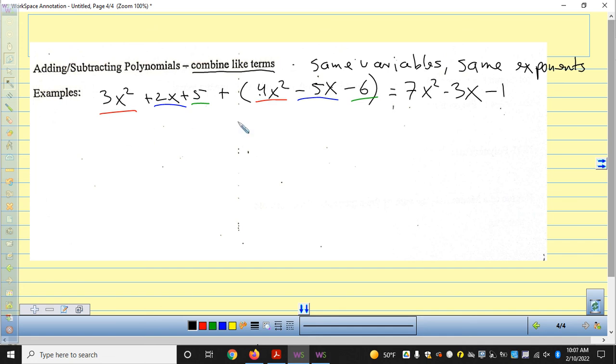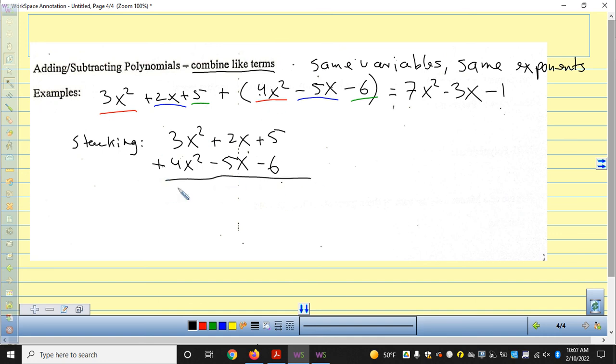Now we can also do this, for some people this helps, by stacking them. By stacking I mean just put them on top of each other like we did when we were in elementary school or middle school and we added big numbers together. I put the like terms right on top of each other, and then I stack them, and I add.